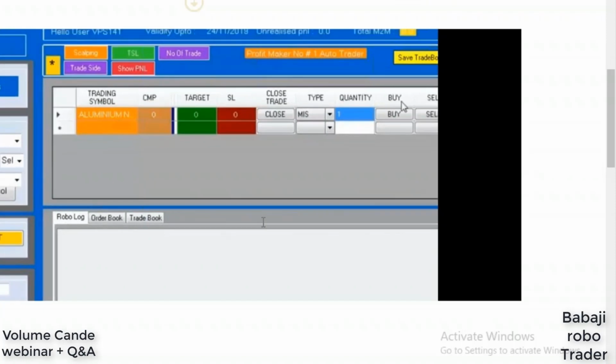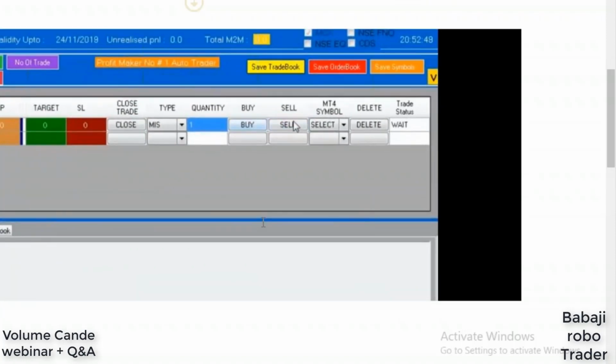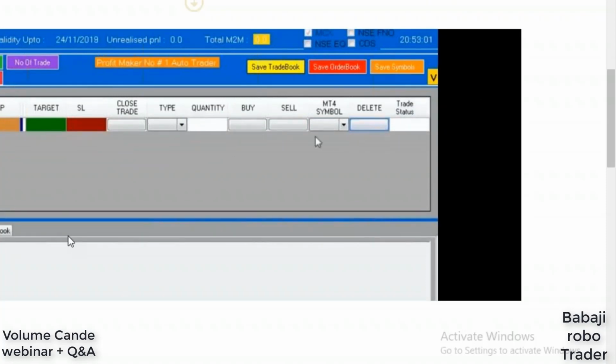Can I plan my own strategy? Yes, if you have your own strategy, you can integrate it with our robo. Is there software support for Mac? If you are using a Mac, you have to go with the VPS only. Through the VPS, you can use this software.